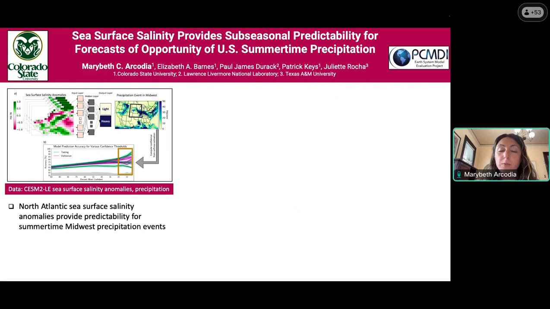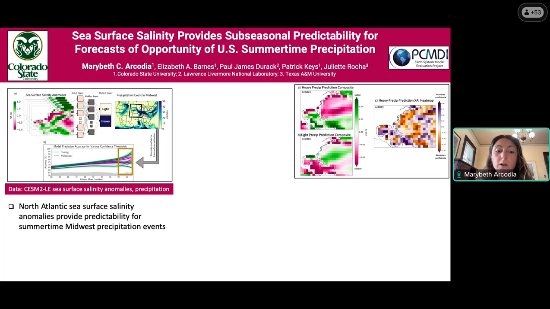We next use explainable AI or XAI techniques to understand why a network made a forecast of opportunity. Here on the left, I've composited the salinity maps which resulted in a correct and confident heavy precip prediction. And we see that in the Caribbean Sea and Gulf of Mexico regions, there are saltier waters, the green colors, indicating evaporation and moisture available to be transported out of the region. Then on the right, when we compute the sensitivity of each grid point, we find that the saltier waters in those regions increase the confidence of the predictions.